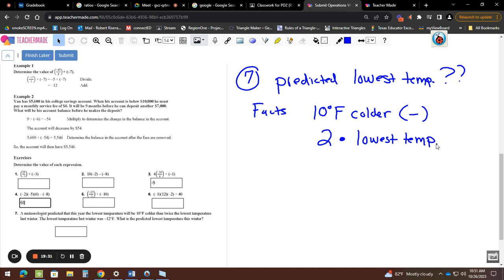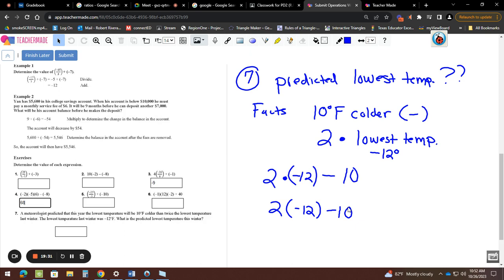Next sentence. The lowest temperature last winter was negative 12 degrees. Oh, so this guy is the lowest temperature because they just told me. Right? They just told me the lowest temperature is negative 12. Now that I have all my information, I'm going to create an expression. So 2 times negative 12, then minus 10. Do you understand? You could have written it like this too. 2 times negative 12 minus 10.